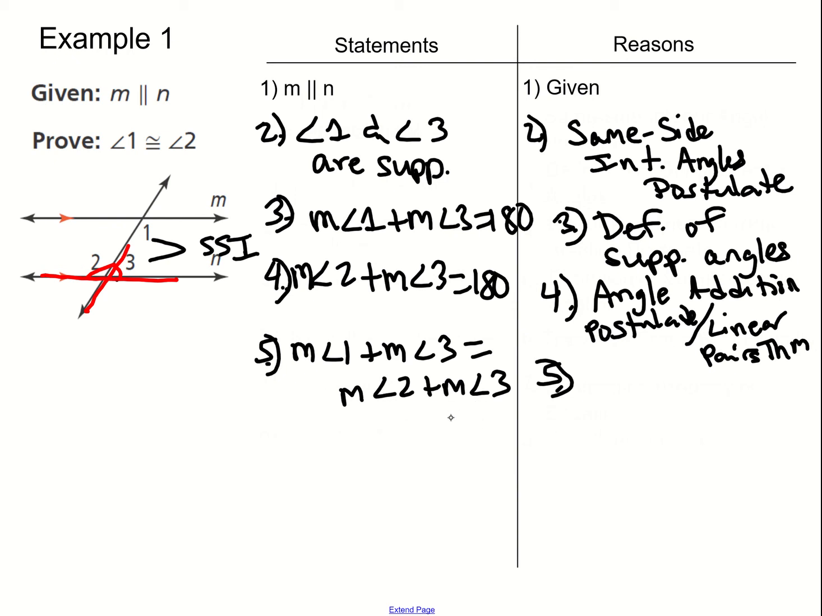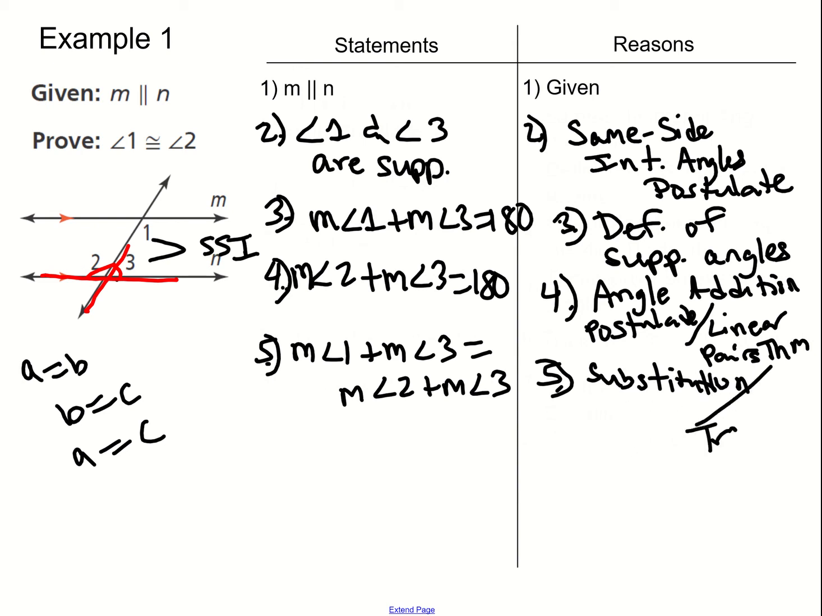So now that we have them equal to each other, what's the reason for that? Well, you can consider it a substitution where you have 180 equals 180, and then we know that angle 1 and angle 3 equals 180, so we can replace it. Or you can call it the transitive property. Remember that the transitive property states that if A equals B and B equals C, then A equals C. So I'm going to call it substitution, or really transitive property. I prefer to call it the transitive property.